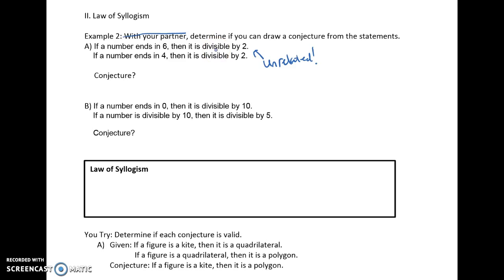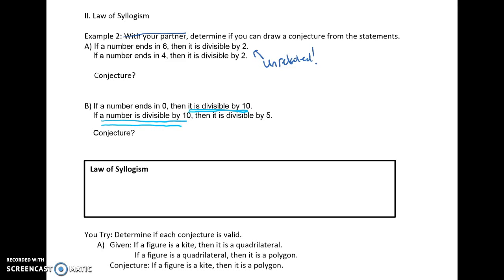Sentences, the two conditionals. Rather, if you look at B, if a number ends in 0, then it's divisible by 10. If a number is divisible by 10, then it's divisible by 5. And you'll see that linking piece of information. It is divisible by 10. Let me stay color-coded before. So, it is divisible by 10 was the conclusion of the first conditional, and then you'll see it repeats as the hypothesis of the second conditional. And that's a linking phrase that now creates a related statement.